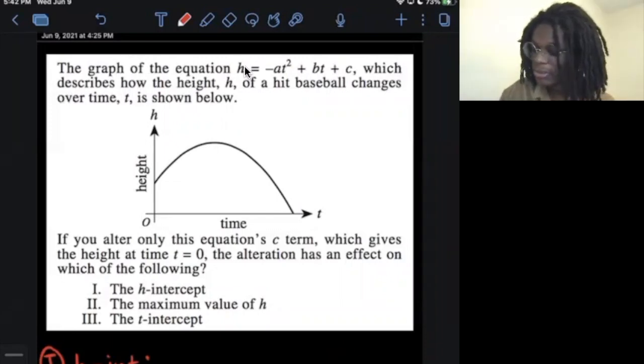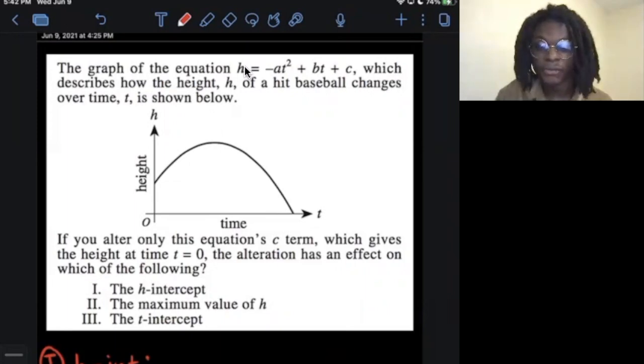So the question says, the graph of the equation h equals negative a t squared plus bt plus c describes how the height of a baseball changes over time. The question then asks us, if we alter the c term, what other effects does this alteration give on the function? And our options are between the h-intercept, the maximum value of h, and the t-intercept.